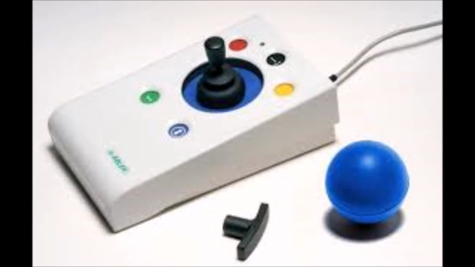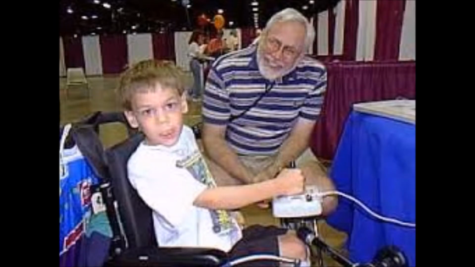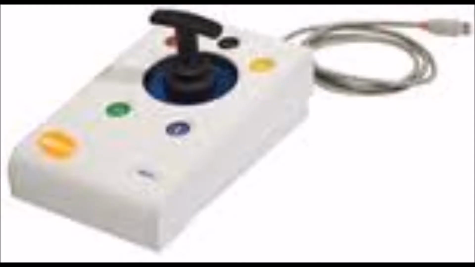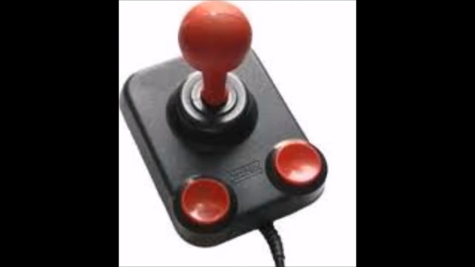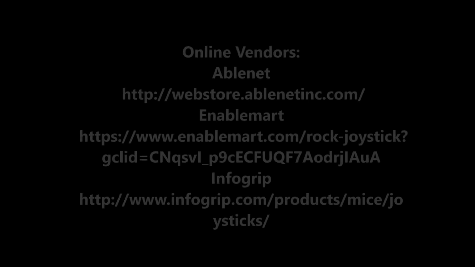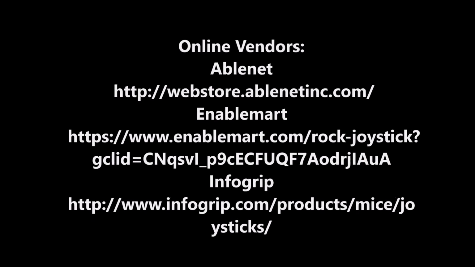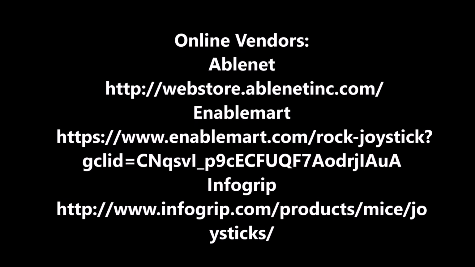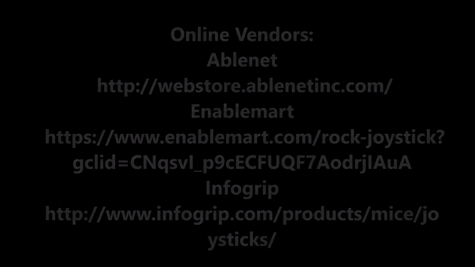Alternative input devices can help an individual to overcome a computer access obstacle by providing an alternative means to operate a computer. For some, a specialized joystick is a simple alternative to a standard mouse. It can be easy to obtain the device from a variety of places. A joystick is easy to procure from a variety of vendors. The cost can range from about $100 to several $100s. An example of a few vendors which offer online sales include AbleNet, EnableMart, and InfoGrip.